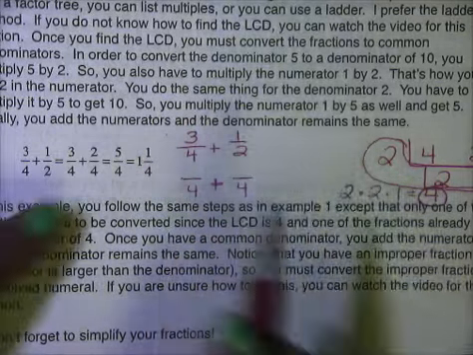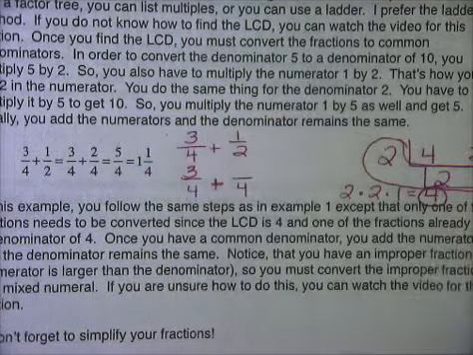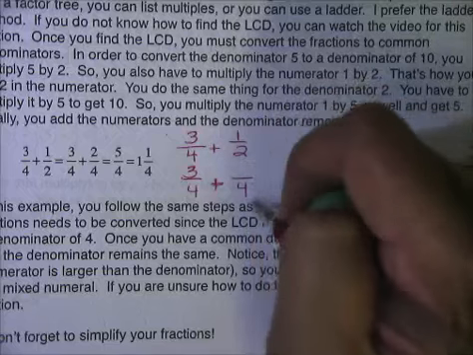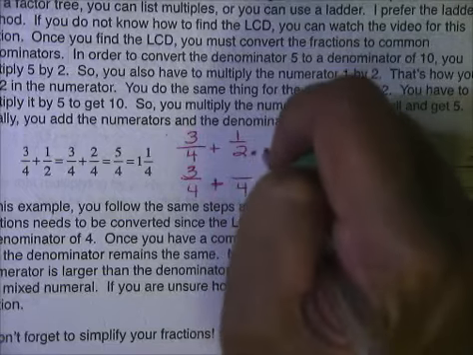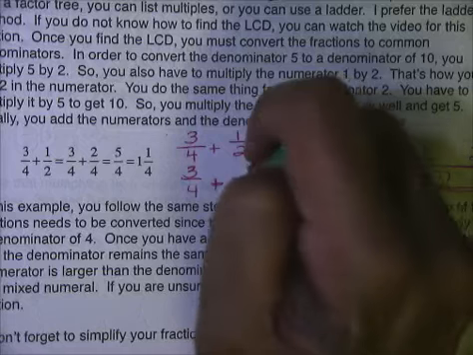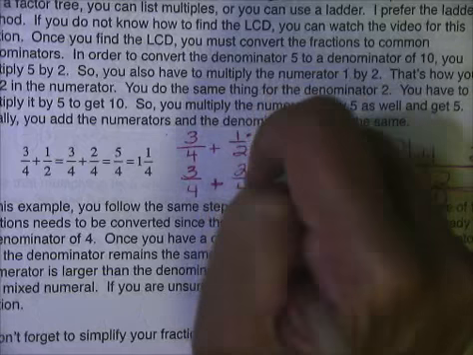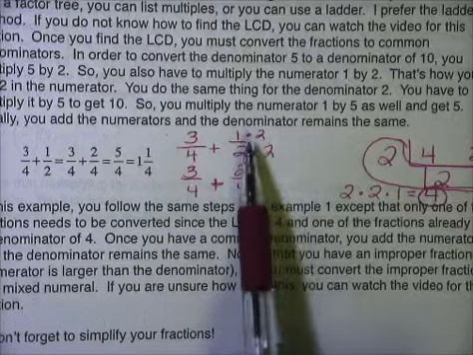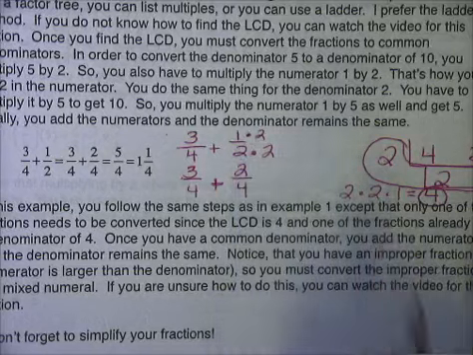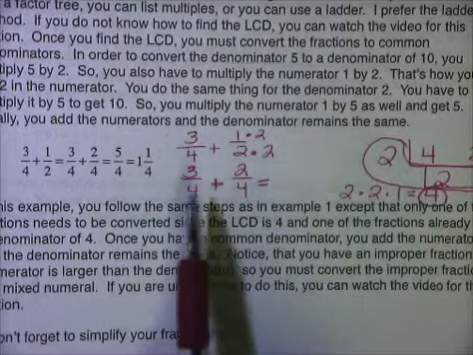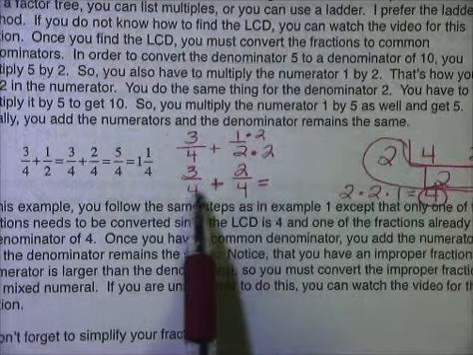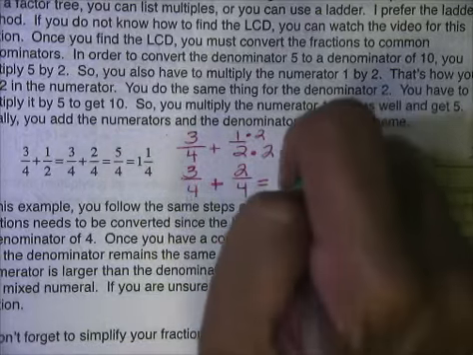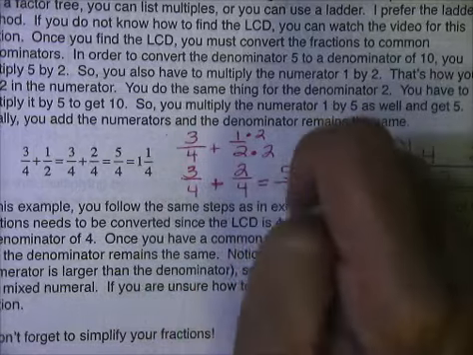Now the great thing is 3/4 already has a denominator of 4, so we can leave it, but we need to change 1/2 to 4ths. In order to do that, we take 2 times 2 to get 4, so we multiply 1 times 2 and get 2. So 1/2 and 2/4 are equivalent fractions. They are the same. Now that we have a common denominator, we can add our numerators. 3 plus 2 is 5, and our denominators stay the same.